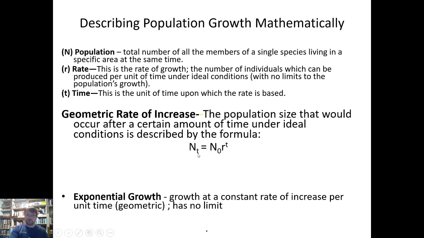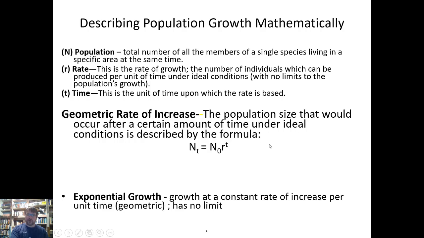Population at time t, whatever time this is, okay? So maybe we're interested in what the population will be 20 years from now, okay? You have the current population at time zero, the rate at which it grows, raised to the time at which you're talking about. Okay, and so we'll look at some examples of this to make it a little more clear.